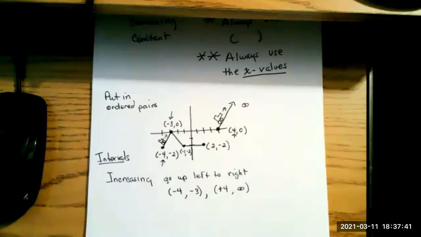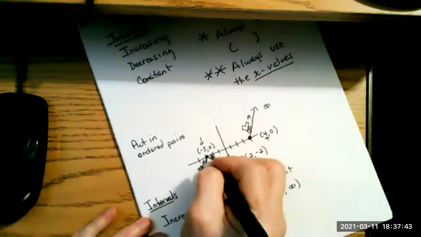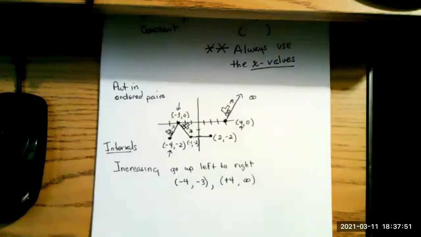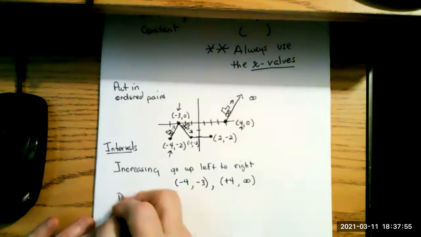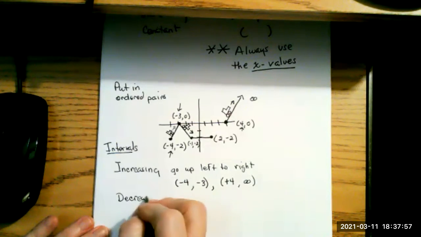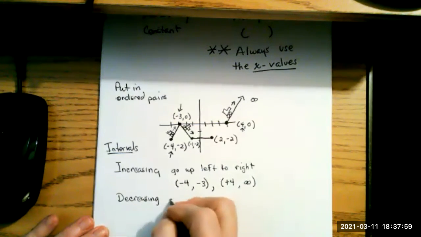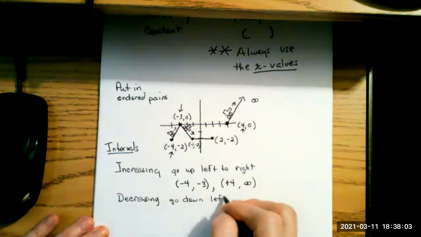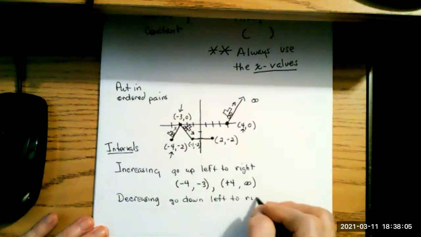Now then, let's go the other way. I'm up here, then my little car's got to go down. You see that? It's going to go down, left to right. So that would be decreasing. That goes down. Is it the same left to right? Okay, perfect.